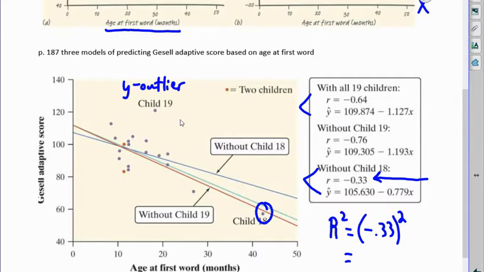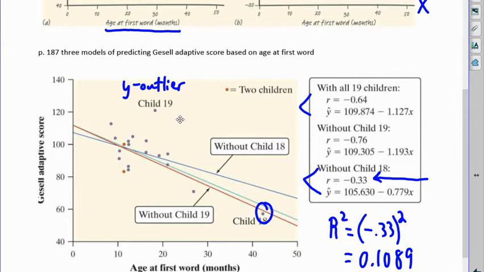Let me just see what this is. Whoops, 0.33 squared. Okay, so not even 11% really. 10.9% of the variation in the Gesell adaptive score can be accounted for by the model of Gesell adaptive score on age of first word. That 10% does not seem like a very good model.